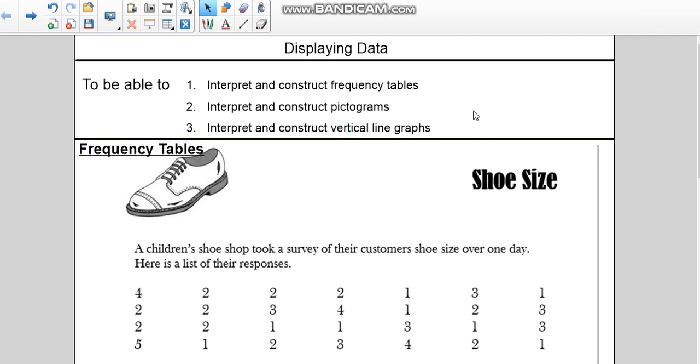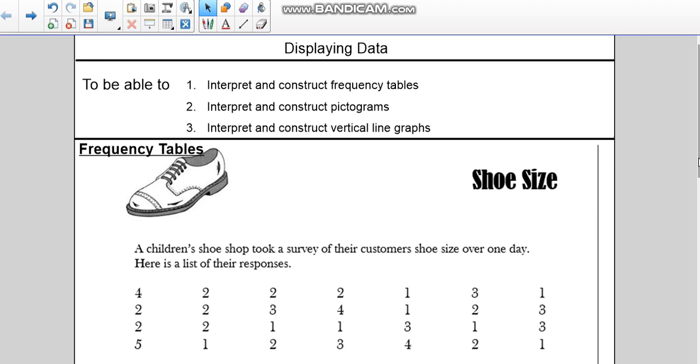Okay, so some of these you will have seen before, so it'll just be revision. But in all of these, we need to be really precise. So I'm going to be showing you how to draw these precisely and how we read them. Okay, so we're going to start with frequency tables.